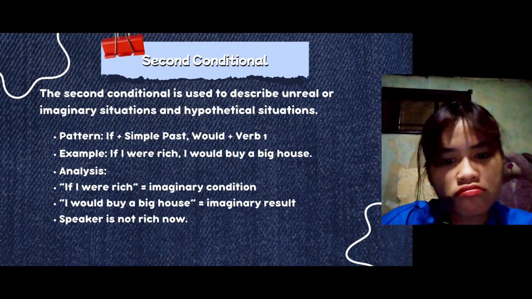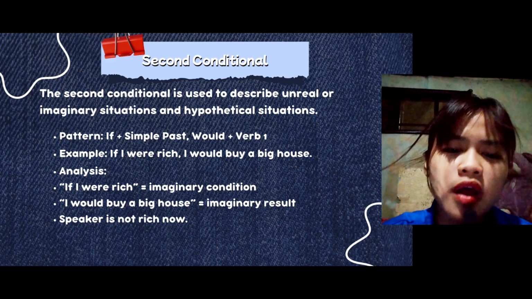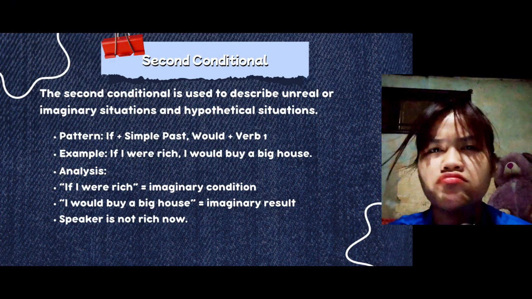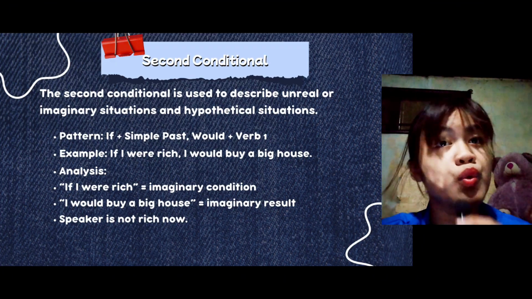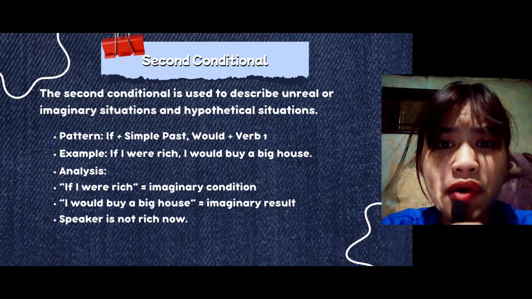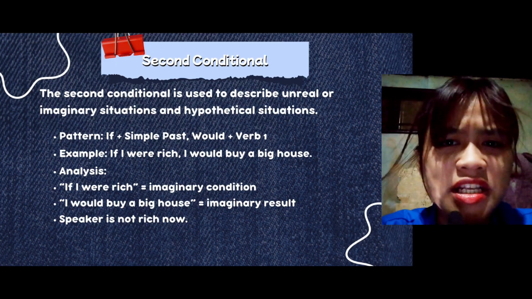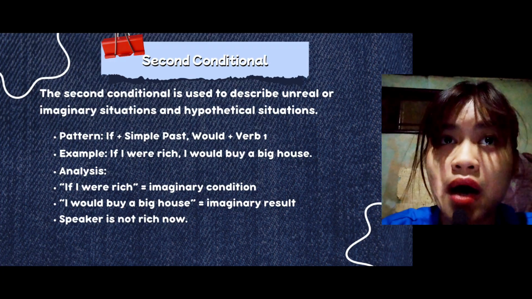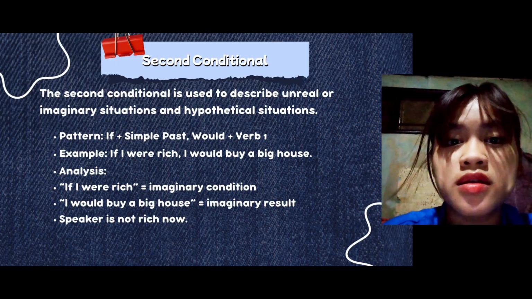Then second conditional. What is second conditional? Second conditional is used to describe unreal, imaginary, or hypothetical situations. For the pattern, it's if plus simple past, would plus verb 1. For the example, if I were rich, I would buy a big house. Analysis: if I were rich is the imaginary condition, I would buy a big house is the imaginary result. The speaker is not rich now.